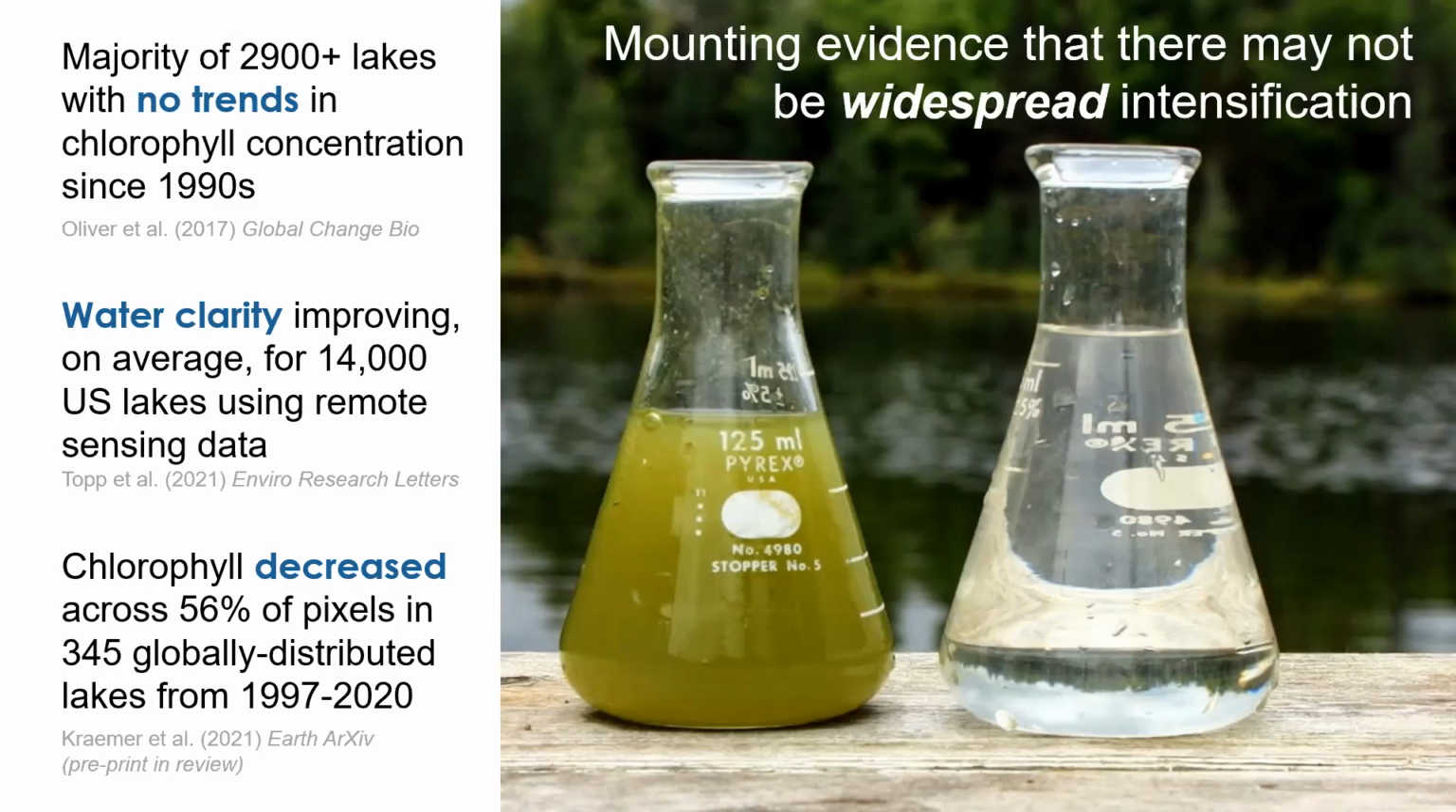Now, water clarity is influenced by many things, but one of those can definitely be blooms, and so that's a component. And then another remote sensing study, done by Ben Kramer and colleagues, found that chlorophyll decreased across 56% of pixels. And this was in a set of over 300 globally distributed lakes. That time period was from 1997 to 2020. So perhaps there is some mounting evidence that during this period where we've seen rapid change in global drivers, we're not seeing the same sort of change happening in all lakes widespread. Some lakes are getting worse, some are getting better, many are not changing.